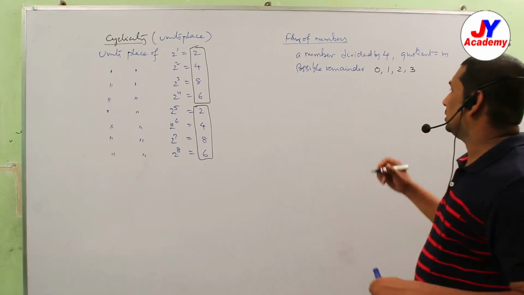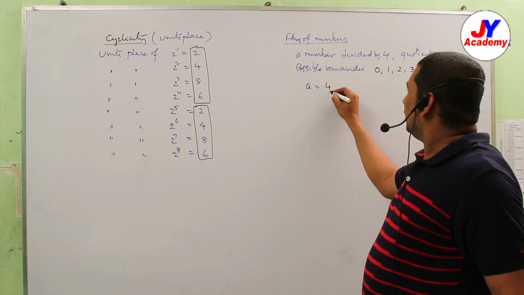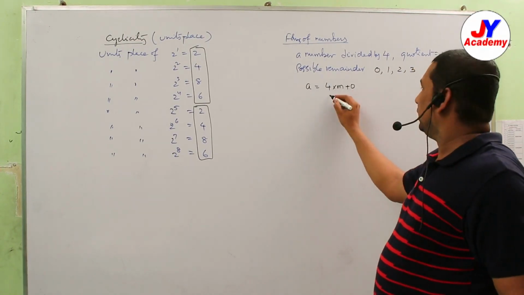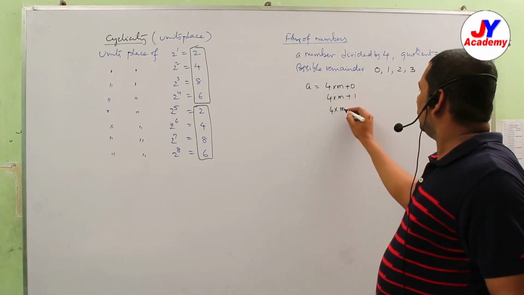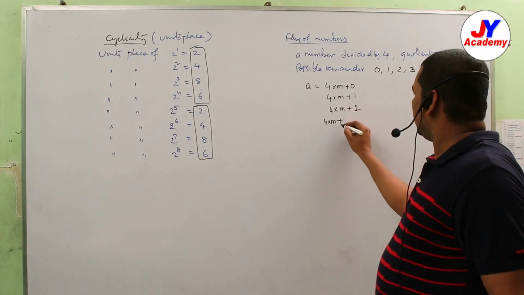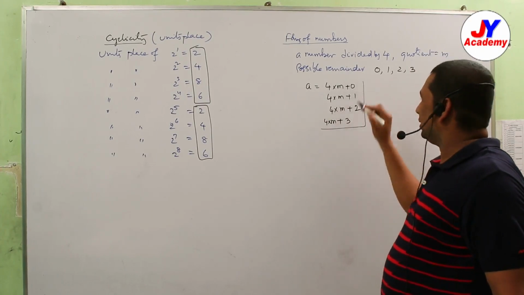So now come to this point. Now that number, if remainder 0, 4m plus 0. If remainder 1, 4m plus 1. If remainder 2, 4m plus 2. If remainder 3, 4m plus 3. Remainder 4 does not exist, up to 3 only we have to take.